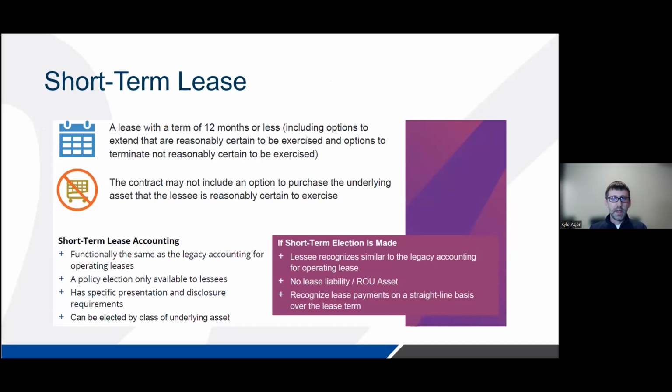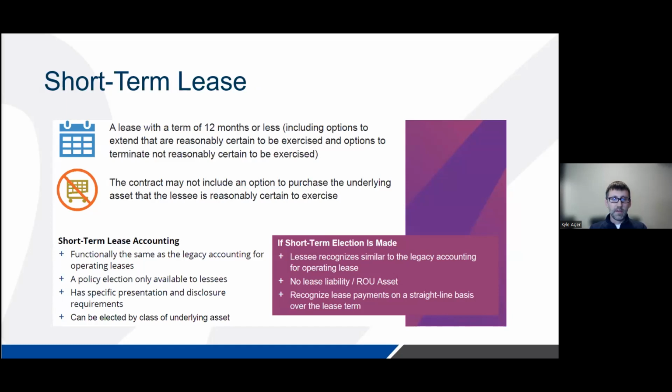There are three main types of leases. There's short-term, financing, and operating. So we'll talk about each one of those. And the first one that we have here is short-term leases. Those are leases with terms of 12 months or less, and they cannot have any extension possibilities.